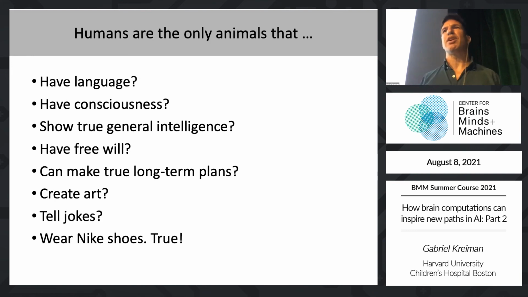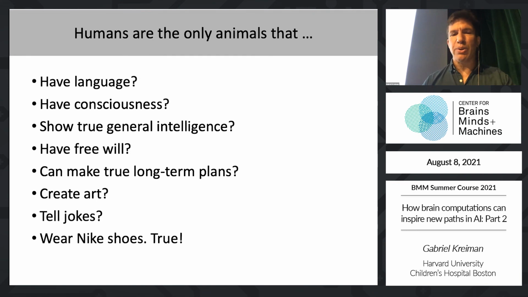Some people think that humans are the only ones that have language. Noam Chomsky wrote a whole book about this. The title of the book is quite explicit. It says, "Why Only Us?" Some people think that humans are the only ones that have consciousness. Some people said that when Tommy was mentioning this the other day, that they show true general intelligence, that they have free will, they can make true long-term plans, create art, tell jokes. I put a question mark here. I'm skeptical about every single one of these claims.